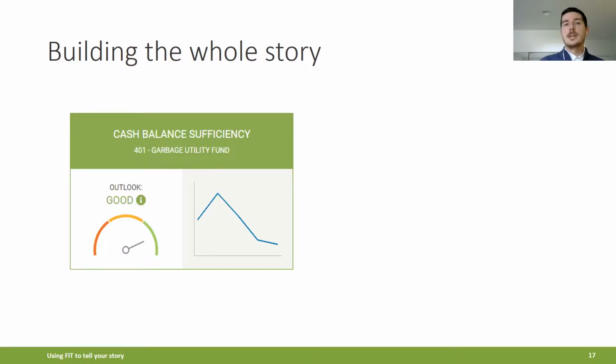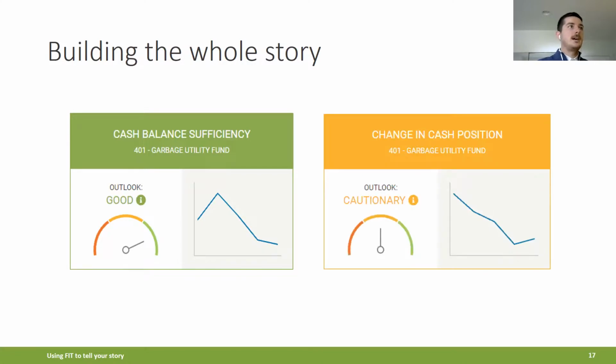How is that resulting in the amount of cash that ultimately this government is ending up with? Because I think a lot of times what we think is, year-to-year operations change, but what's potentially the most important is that there's still cash in the bank for us to use in case of emergencies and such. So let's set up this first scenario. We have cash balance efficiency, which is good. We're showing just fine, but our change in cash position is flagging us.